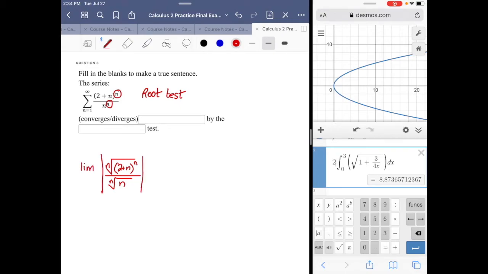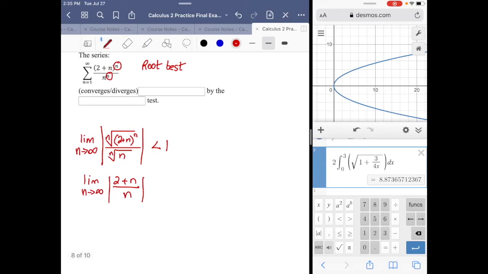The limit as n approaches infinity of that expression should be less than 1. All right, same kind of structure as, or at least this part of it, as the ratio test. So we have (2 + n) over n, which amounts to, well, you just got to be careful.